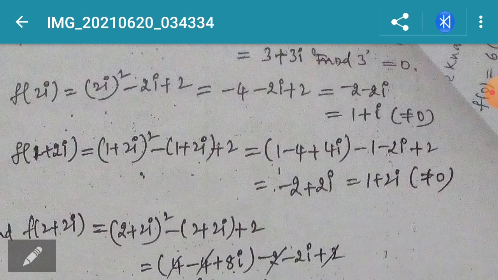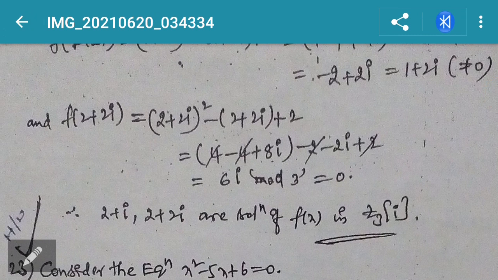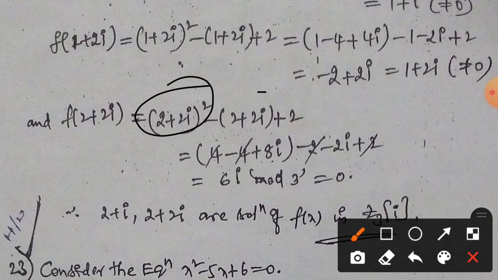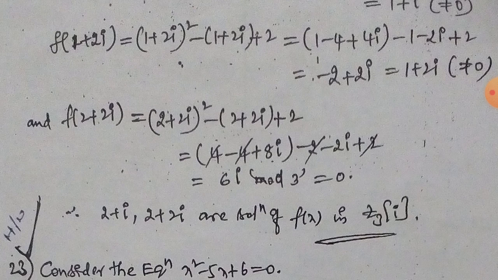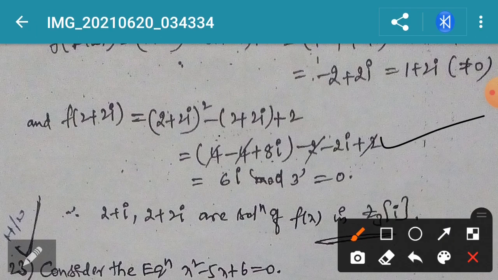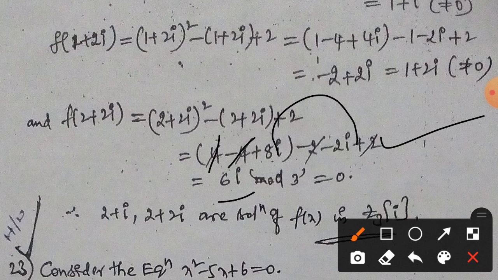So here we did not apply. After that, 2 plus 2i. 2 plus 2i whole square, minus 2 plus 2i, plus 2. 2 square a square. a square means a square plus b square. b square means 4 into i square. i square value is -1. 4 into -1 is -4, 8i, minus 2i plus 2. -4 plus 4 cancels. Plus 8i minus 2i becomes 6i. With modulo 3 it becomes 0.